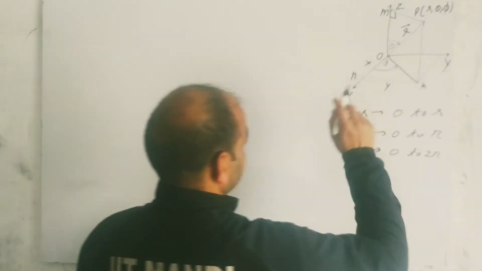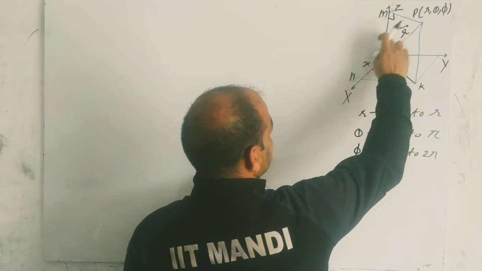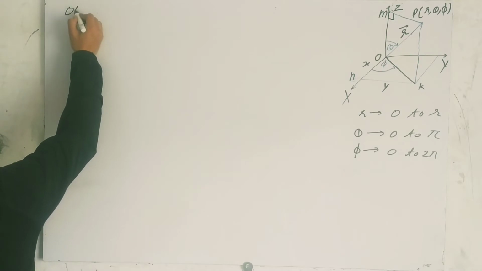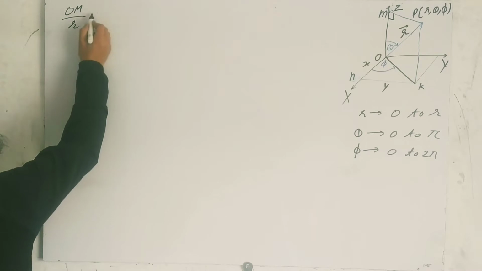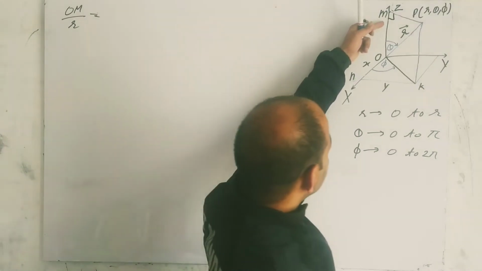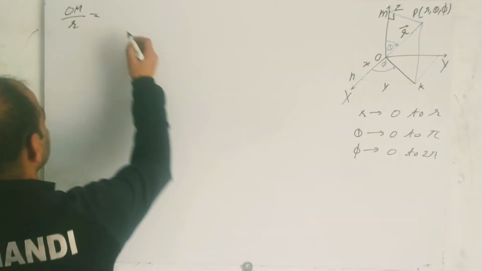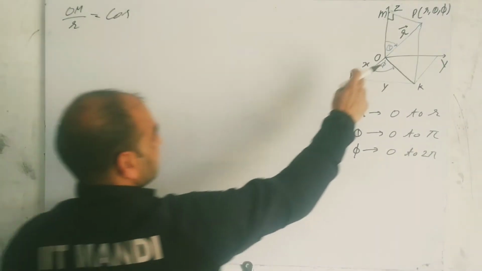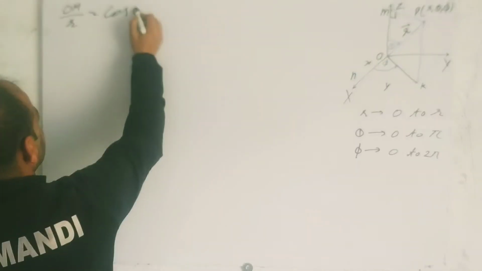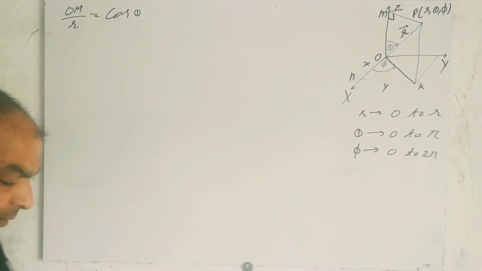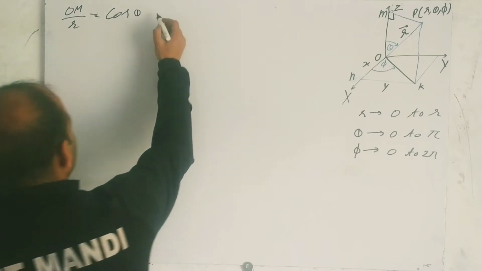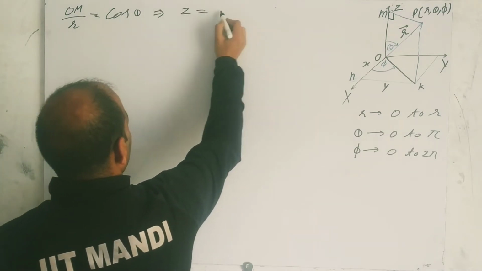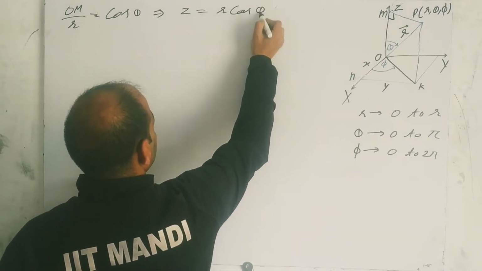Now this is our base, this is perpendicular and this is hypotenuse. So I am writing OM upon r, that is base upon hypotenuse, which is equal to cos of this angle theta, cos theta. But OM is the z coordinate. Which implies z equals r cos theta.